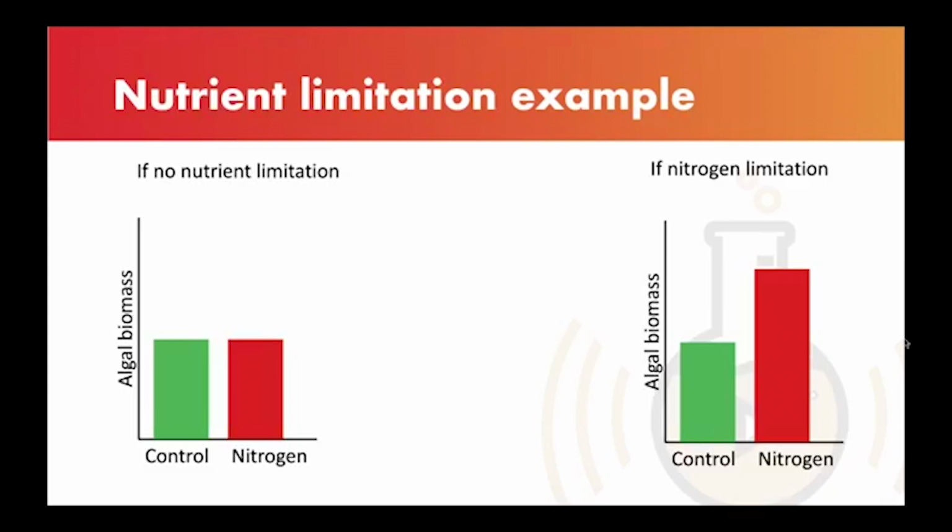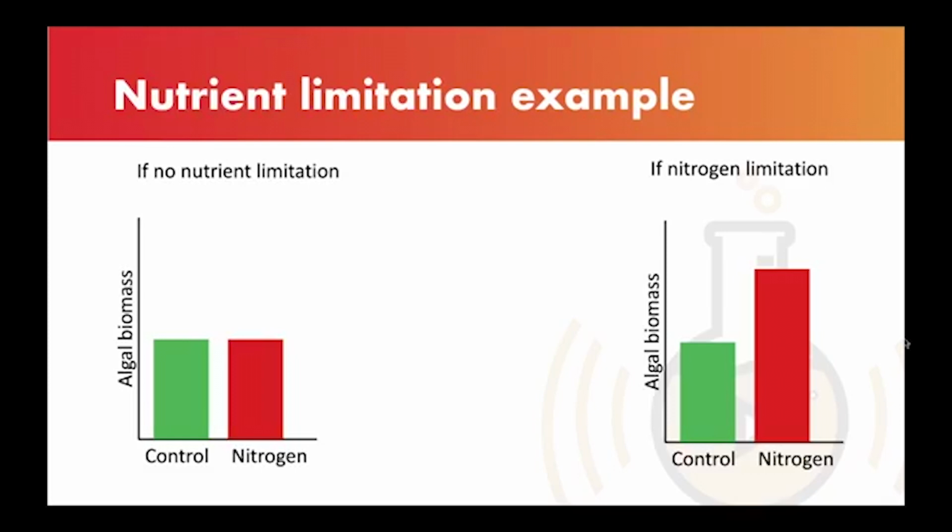And we have two graphs here. We're going to focus on the one on the left for now, so only look at the one on the left for right now. If we have no nutrient limitation, then when we have the control treatment in green compared to the nitrogen treatment in red, we expect no differences in algal biomass, which is going to be on that y-axis, on that vertical axis there. So if we have no nutrient limitation of these algae, we expect that the algal biomass in the control disk to be similar to that of the algal biomass on the nitrogen disk.